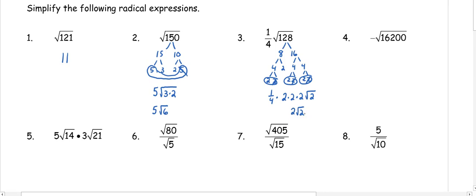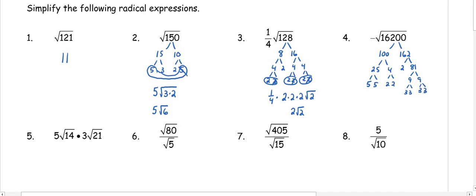Number 4, we have negative square root of 16,200. So two numbers that it breaks down into are 100 and 162. 100 breaks down to 25 and 4. 25 breaks down to 5 and 5. 4 breaks to 2 and 2. 162 breaks to 2 and 81. 81 breaks down to 9 and 9, and each of those 9s break into a group of 3.